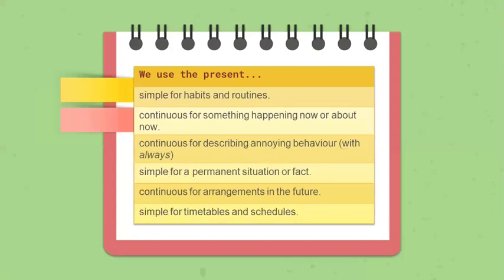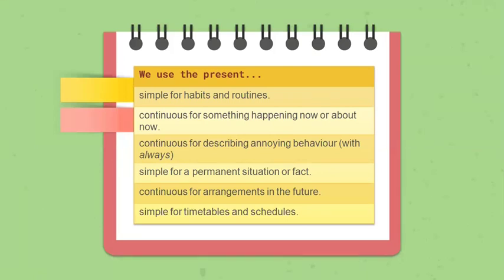Now, as we can see, we use simple for habits and routines, of course. I go to school every day. Continuous for something happening now or about now. So something that's currently happening or in a very, very close future. Continuous for describing annoying behavior with always, as we have mentioned. So you're always using the computer when I need it. Simple for a permanent situation or a fact. So a fact of life. Continuous for arrangements in the future. And simple for timetables and schedules.